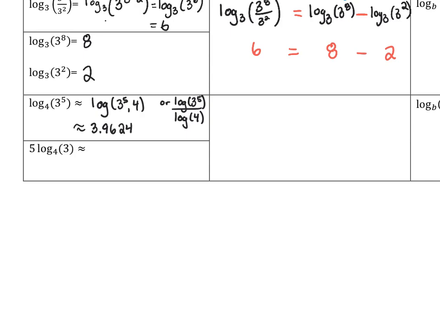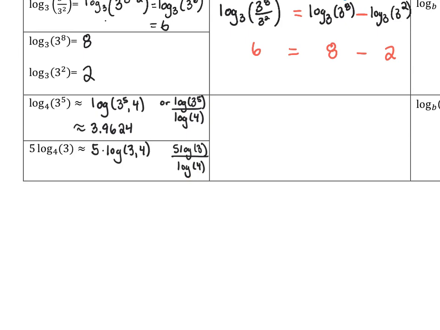3.9624. The second expression I am asked to evaluate is 5 times log base 4 of 3. So in my calculator, I'm doing 5 times log of 3, comma 4, or on the older calculators, 5 log of 3 divided by log of 4. So on the calculators, the value of the base is always the second part in your syntax, so it's what goes after the comma, or it's what ends up being divided.